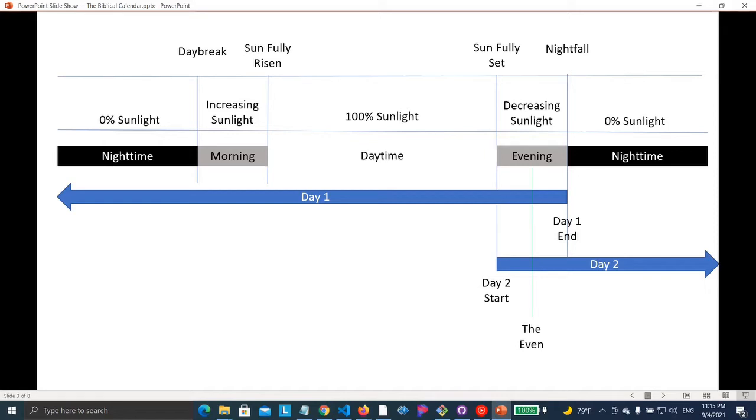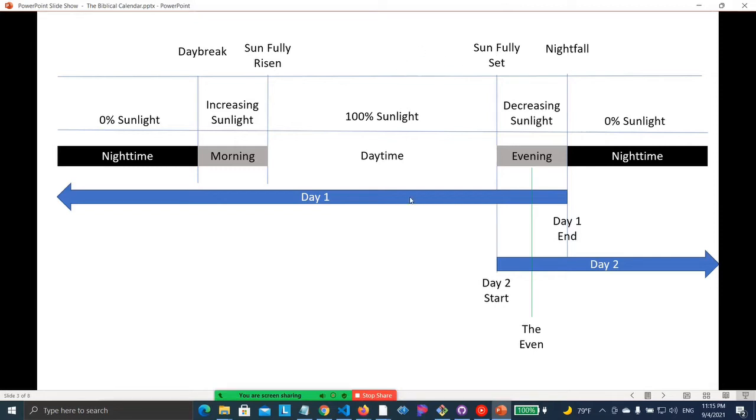you have an evening that's ending one day, and that same time period is also the evening that begins the other day. Because again, the point where you're literally right in the middle, at 50% of sunlight, is really hard to tell when you're outside. So this is how the biblical day is set up.